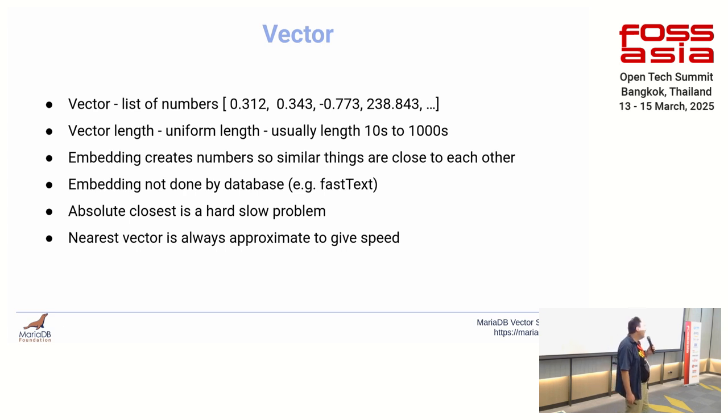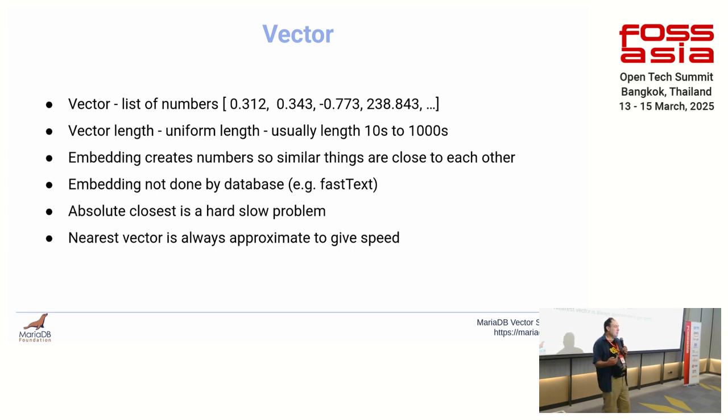A vector is just a list of numbers. Depending on the model, it currently has between tens and thousands of elements in its length, and it's the model that determines this. The critical aspect of embedding models is that similar things end up close to each other in a vector sense. The embedding isn't done in the database, and it's the job of the database to find the closest one.